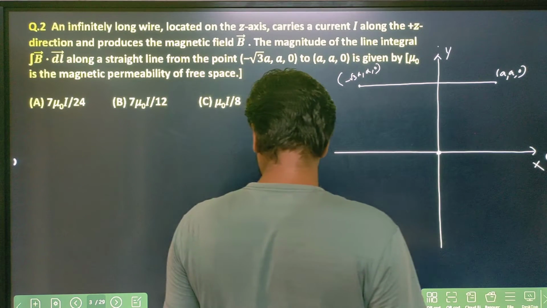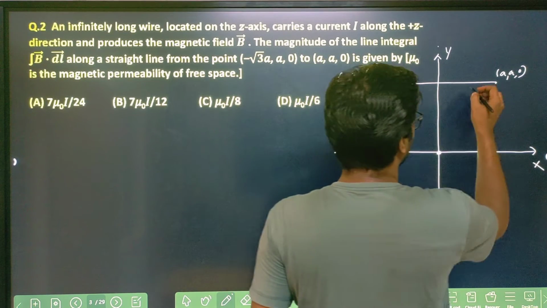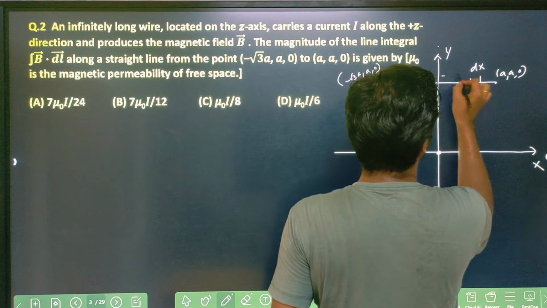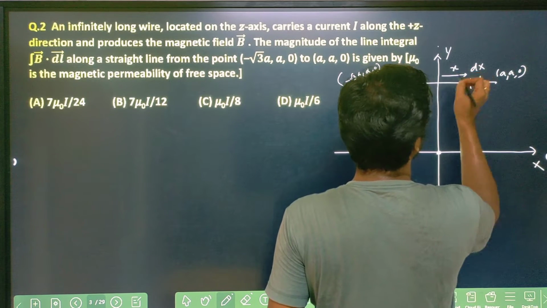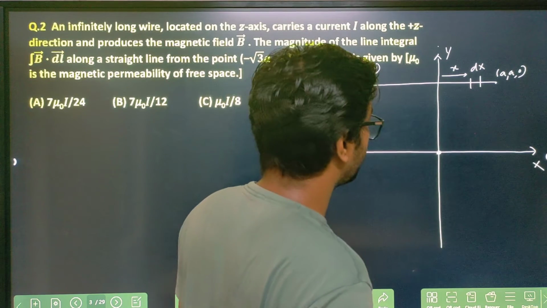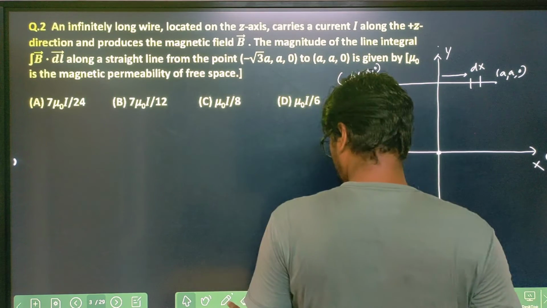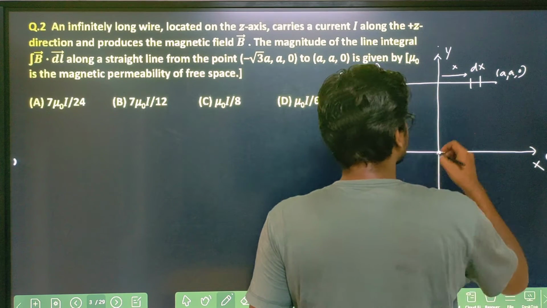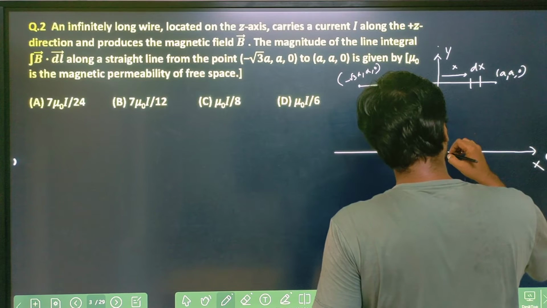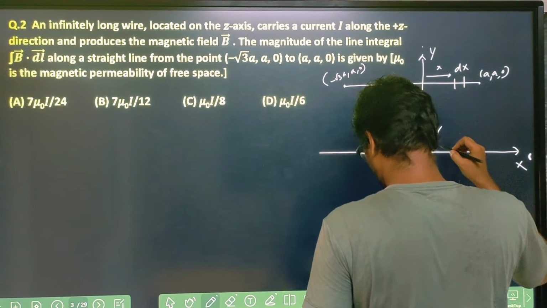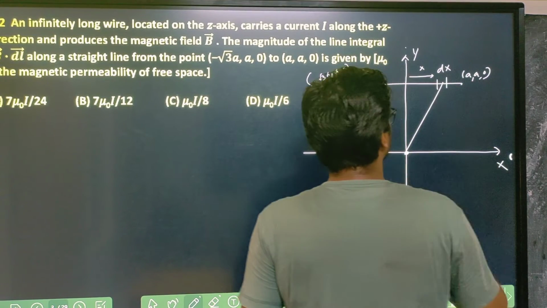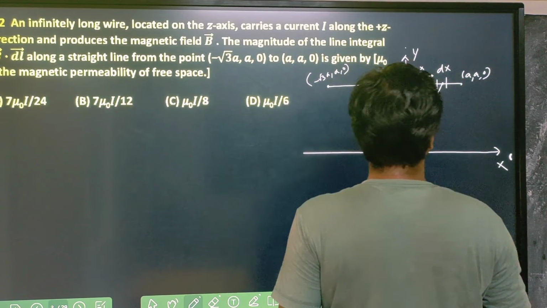So to do this one, B dot dl, obviously I have to take a small length element here, that is dx, and that distance from here to here is x, right? That thing I have to take. Clear? This distance is x. Now let's find out the magnetic field due to this wire at this point.